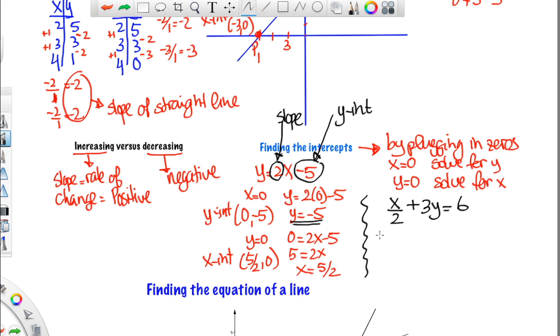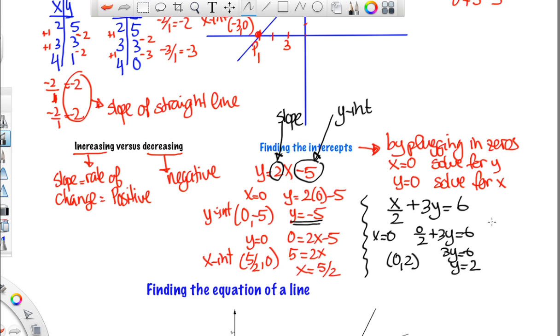So how do you find the intercepts here? Well, the same way. You can still say, let's make x 0. So you get 0 over 2 plus 3y is 6. So that means 3y is 6, so y would be 6 over 3, which is 2. So there's an intercept at (0, 2).